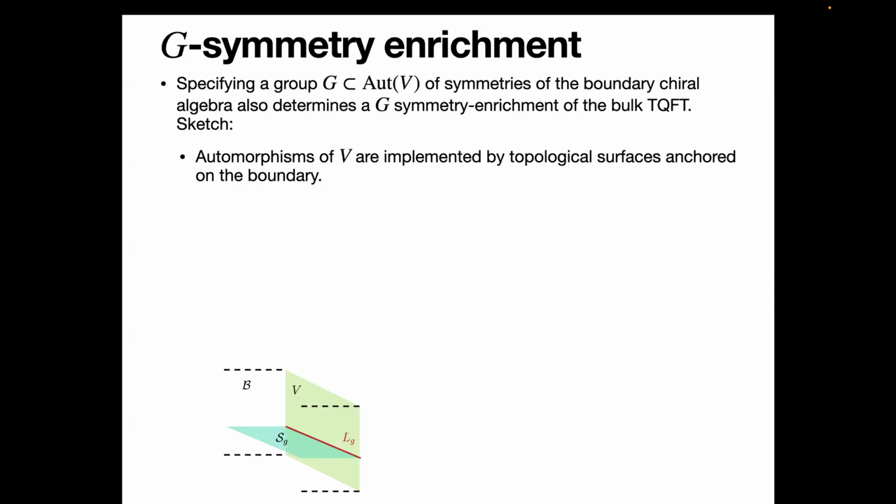My claim is that the way that an automorphism of V is implemented at the level of these pictures is by a topological surface in the bulk that is anchored on some line junction L.